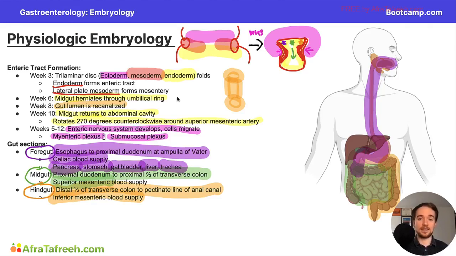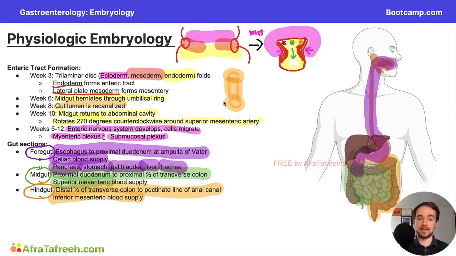Key points being that in week 3, the trilaminar disc composed of the ectoderm, mesoderm, and endoderm is going to begin to fold on itself. Our endoderm, our foregut region, our midgut region, and our hindgut region are what will go on to form our gut tract, our alimentary tract. This is a tube in week 6, and then in week 6, the midgut is going to herniate through the umbilical ring through what will go on to be the vitelline duct. The vitelline duct will eventually obliterate, but not before the midgut returns to the abdominal cavity in week 10.